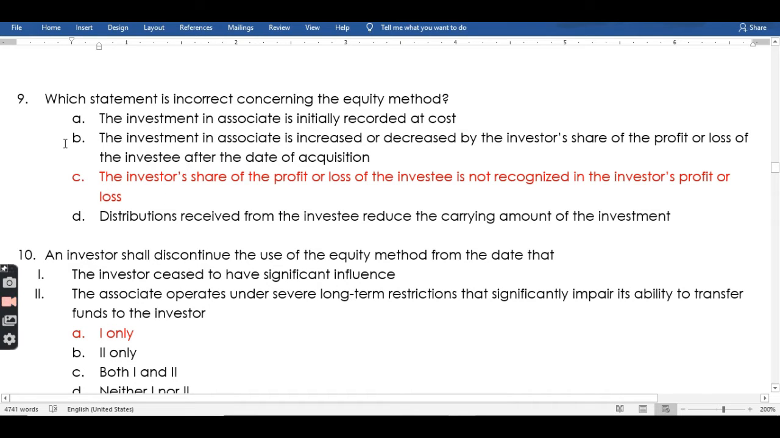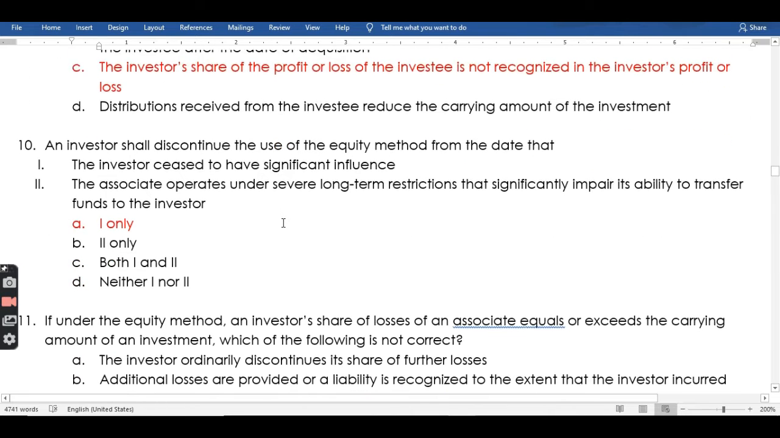Okay. Number 9, which of the following or which statement is incorrect concerning the equity method? Okay. Ang sagot dyan ay letter C. Okay. So, tingnan natin kung bakit incorrect siya. Yung letter A, the investment in associate is initially recorded at cost. Tama yun. Letter B, the investment in associate is increased or decreased by the investor share in profit or loss. Tama din yun. Letter C, the investor share of the profit or loss of the investee is not recognized in the investor's profit or loss. Saan mo i-recognize? O di mali na yun. Okay? Letter C yan. Okay? Tapos, distributions received from the investee reduces the carrying amount of the investment. Tama lang yan. Yan yung kapag nakatanggap ka ng dividends or other types of profit share distributions.